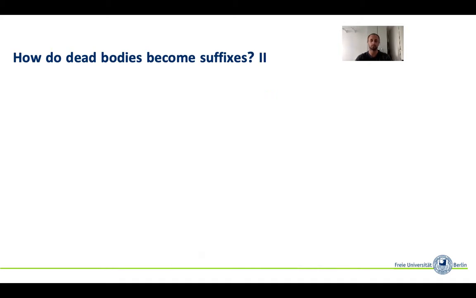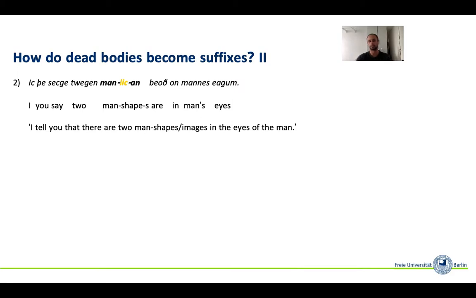Right, but now in later Old English, we also find something like this. I tell you that there are two man shapes, images of man, in the eyes of the man. So this is sort of different. This is exactly the unclear case that I discussed a couple of seconds ago, where it's not as easy to distinguish whether this is really a lexical unit or a grammatical one, right?